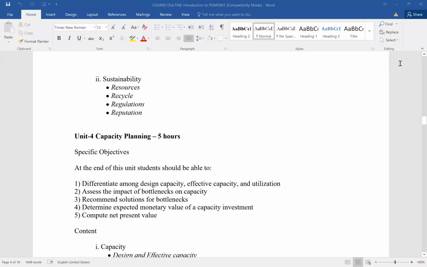Let's continue. All right, so yeah, we're going to be looking at recommendations in terms of the solution for bottlenecks, the impact of bottlenecks on capacity. By the way, you guys know what a bottleneck is in a process?